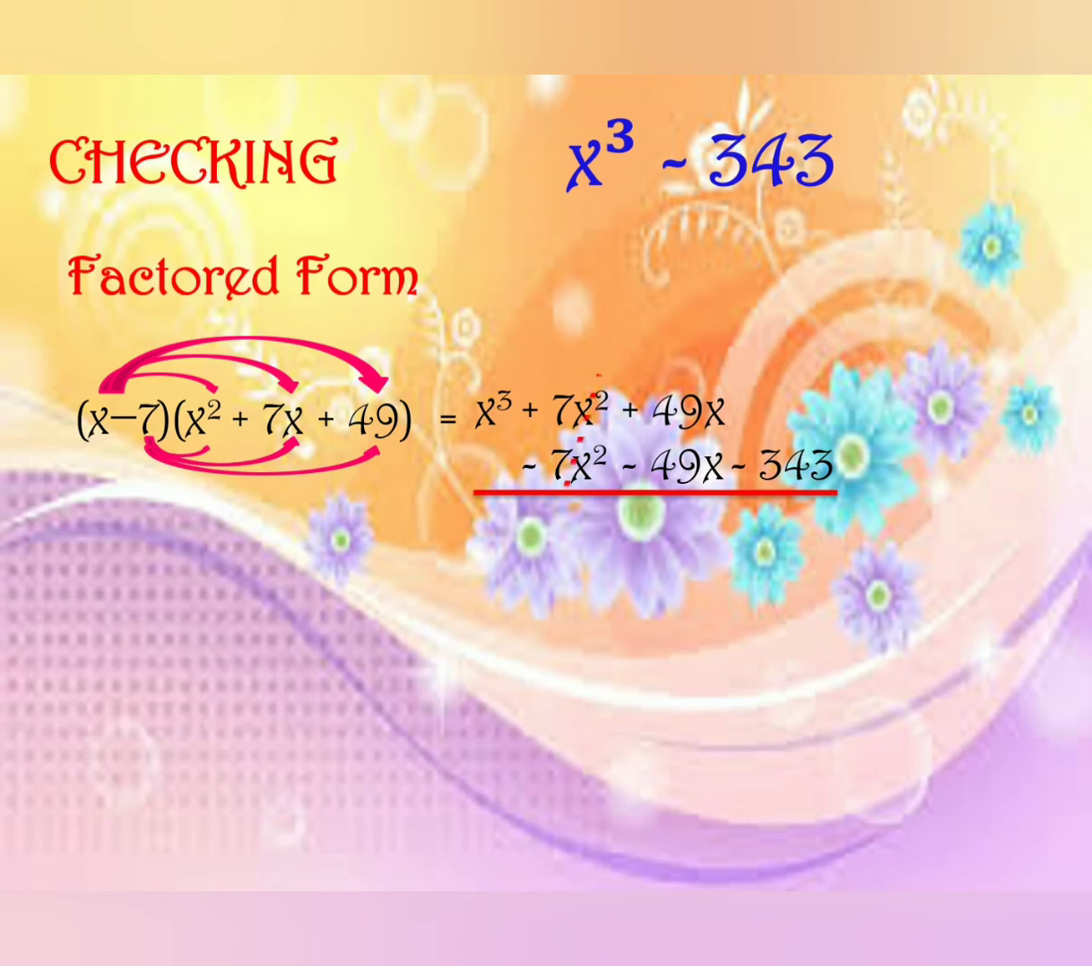So cancel the middle terms since they equal 0. So the remaining answer is x cubed minus 343. So our answer is correct.